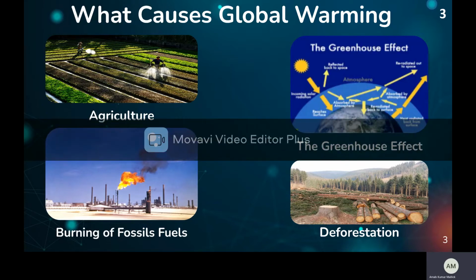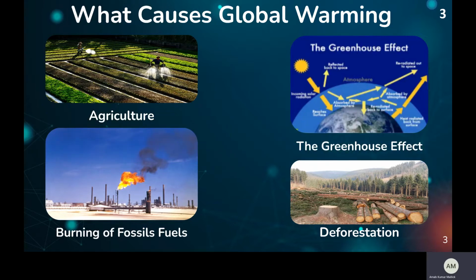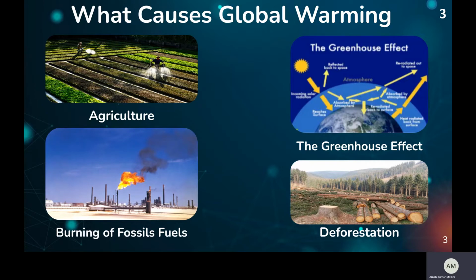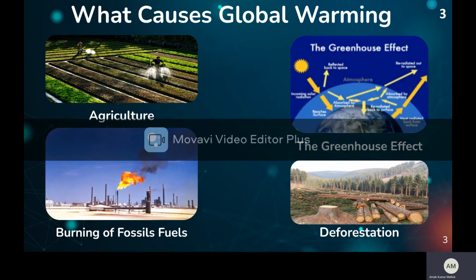From the agricultural perspective, lots of chemical fertilizers are being used day by day. For that reason, methane and other greenhouse gases are emitted from the fields very regularly. So that also is causing global warming very rapidly. Burning of fossil fuels is another reason for global warming because that also emits greenhouse gases like carbon dioxide and other gases like CO, NO2 and sulfur dioxide, etc. So these are the causes of global warming.